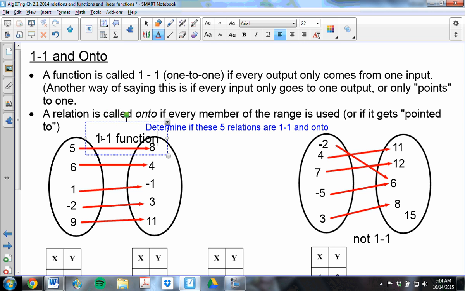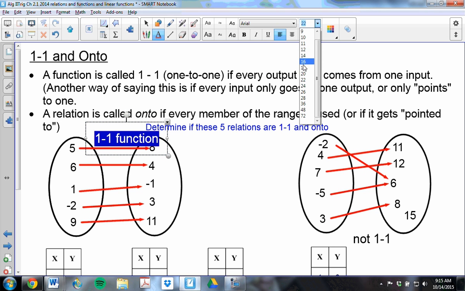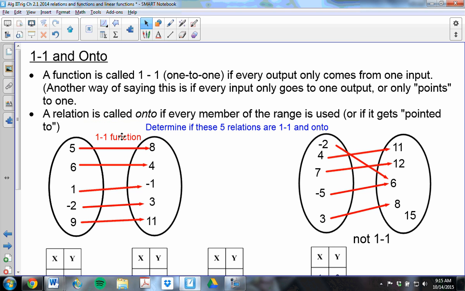The other example I have over here, give me a second to type this out. The other example, if you look at the number 6, this is a one-to-one function here, but over here, if you look at the number 6, -2 goes to 6, and -5 goes to 6. Now this is still a function, because each input is only going to one output, but it's not a one-to-one function. This input goes to 6, this input goes to 6, so there's two things going to 6. 6 is pointed to 2 times, so it's not one-to-one.